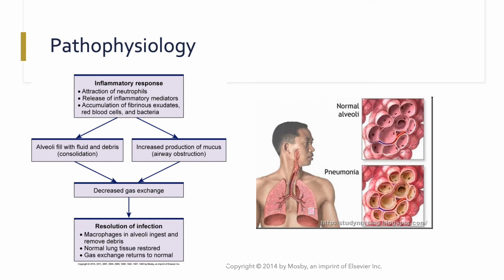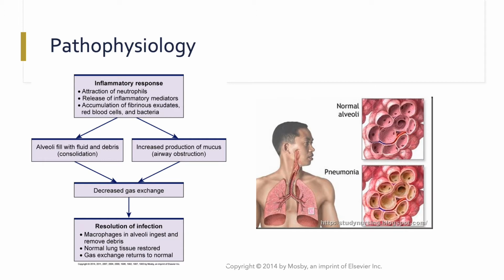So this is an illustration on the left. It's a chart showing the cascade of responses. It's an inflammatory response that happens within the lung tissue, as we said. White blood cells come in to fight the infection. This results in accumulation of debris from cellular deterioration and mucus production, which is part of the response.